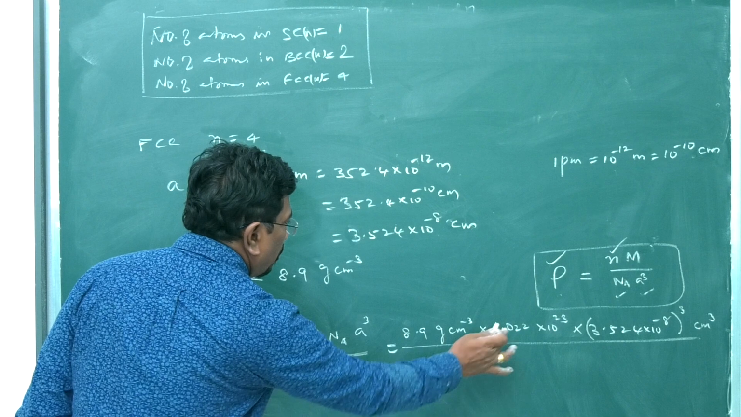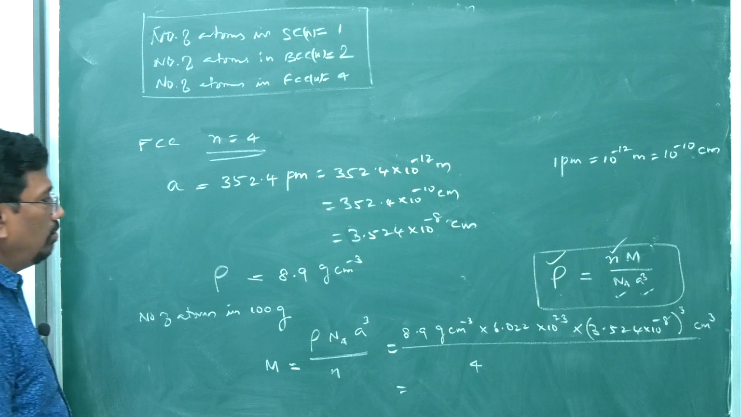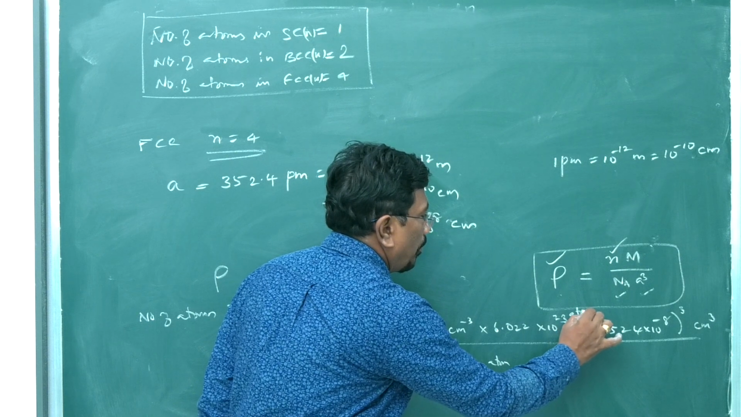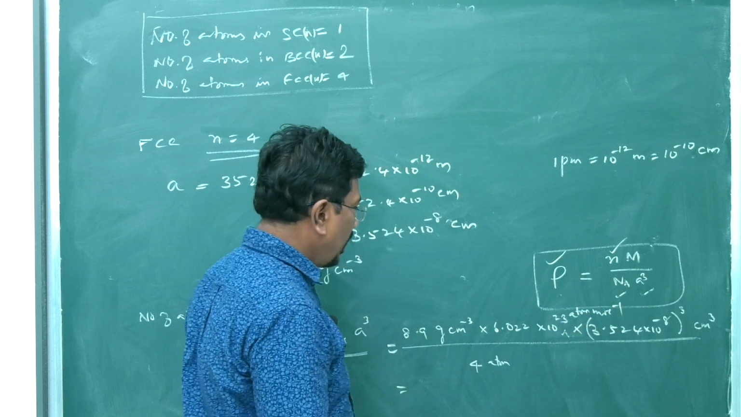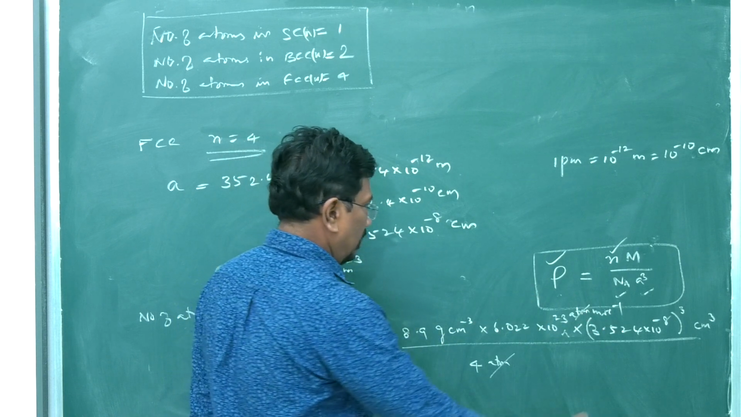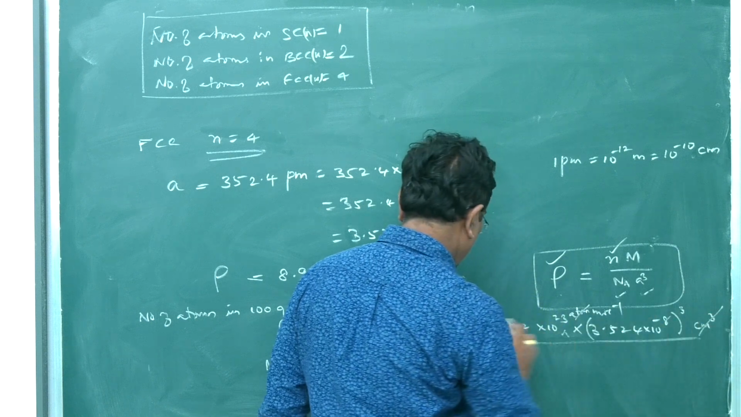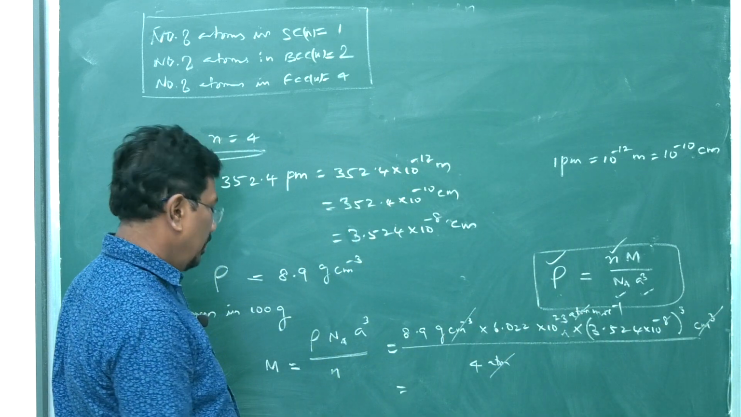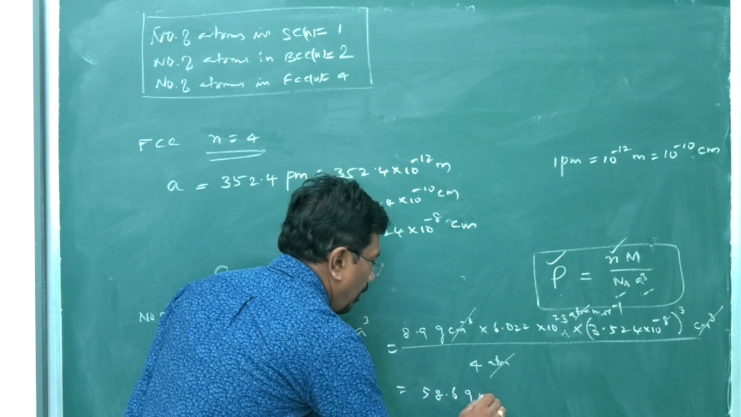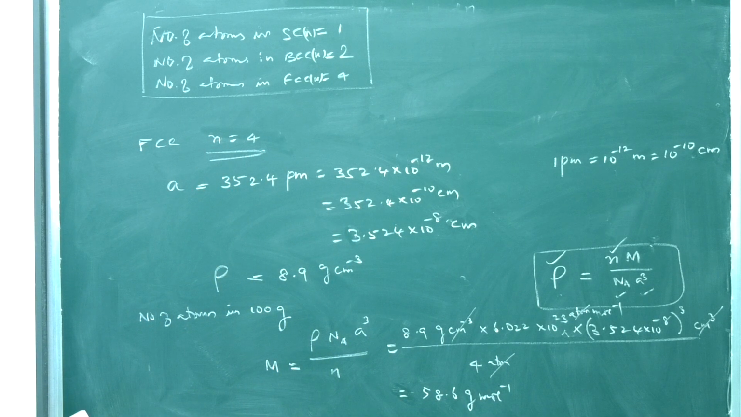Since it is multiplied by Avogadro number, you will get the answer in gram per mole. How? It is number of atoms per mole. So if we cancel out the units, at least atom gets cancelled. Centimeter cube and centimeter to the power minus 3 get cancelled. You will get the answer in gram per mole, that is molar mass. The answer is 58.6 gram per mole. Calculation part I am not dealing with. If you are interested in doing so, I will do it next time.